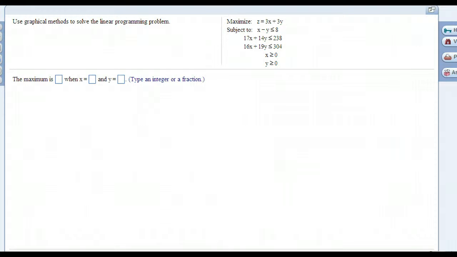Alright, I've had a few students request to see how this problem's done without the use of a calculator, because that calculator screen does get kind of hard to see when you have more than two of these lines that you're graphing at the same time. So this is the problem. It's, I think, number 5 or something like that from the homework.